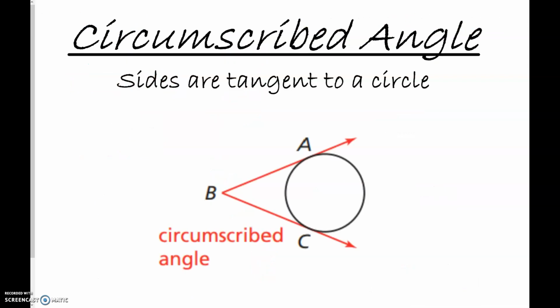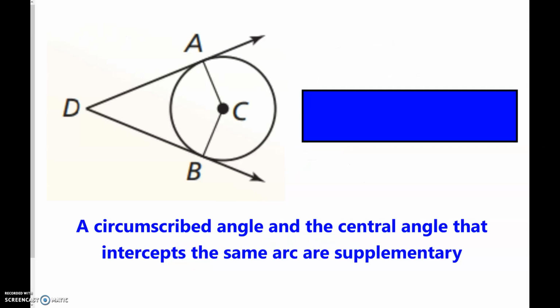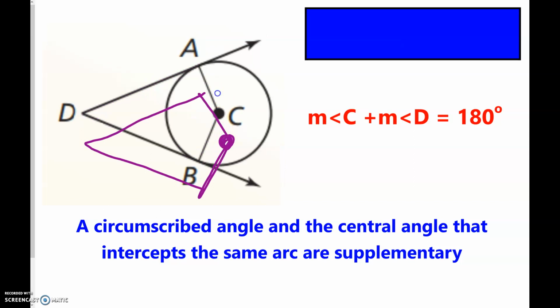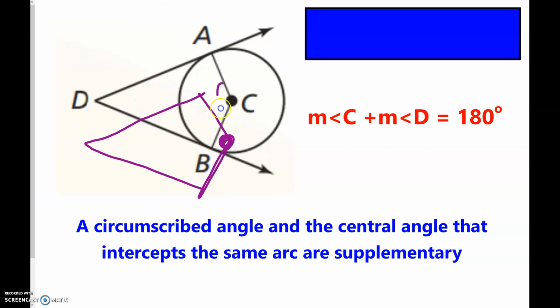All right, so this is called a circumscribed angle. The two sides are tangent to the circle, and this is called a circumscribed angle. Be careful: a circumscribed angle and the central angle, if we have an angle out here and the central angle at the center, then these two are going to be supplementary to each other. So angle C and angle D together are going to be supplementary.